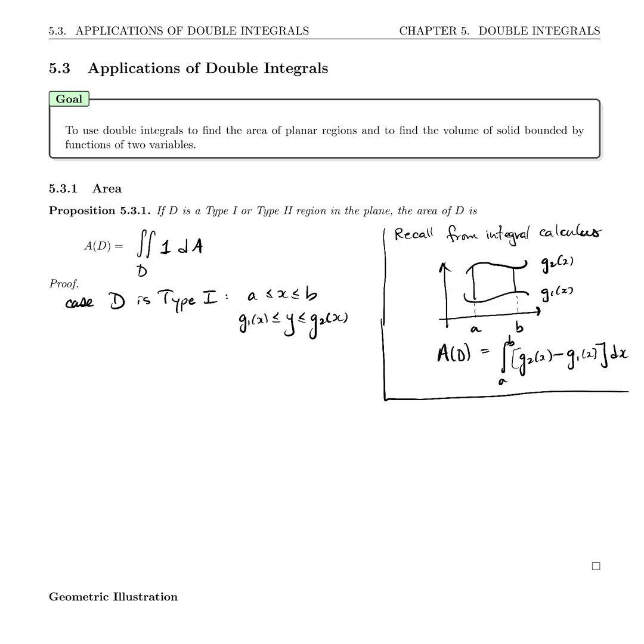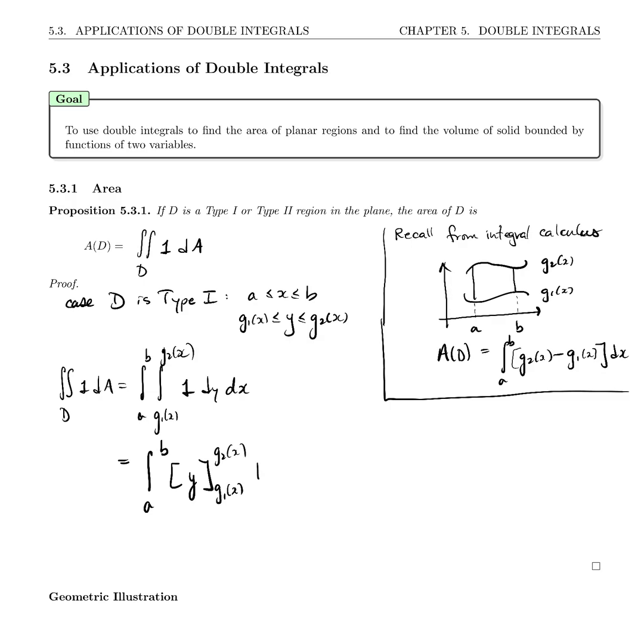So going back to the proof here, the double integral over D of 1 dA, well, 1 is a continuous function, a constant function, so we can write this as the integral from a to b of the integral from g1 of x to g2 of x of 1 dy dx. And if we take an antiderivative of the inner integral, anti-differentiating with respect to y, so that's the integral from a to b of y, and using the fundamental theorem, we run that from g1 of x to g2 of x dx.